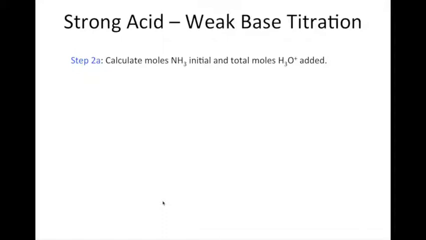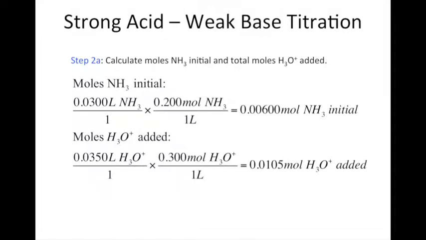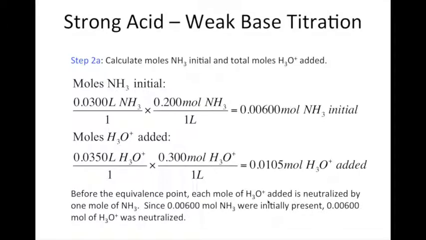Okay, so let's calculate the moles of ammonia initial and the total moles of H3O+ added. Again, we just did those calculations, so here they are again. So beyond the equivalence point, each mole of H3O+ added is neutralized by 1 of the moles of ammonia that we had present. Again, that stoichiometry is critical to this. So since we started with 0.006 moles of ammonia, that tells us that 0.006 moles of acid was neutralized.